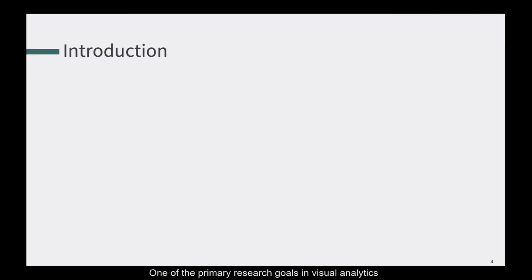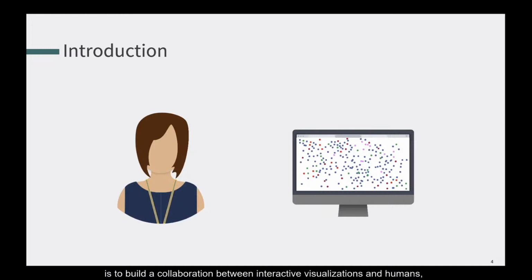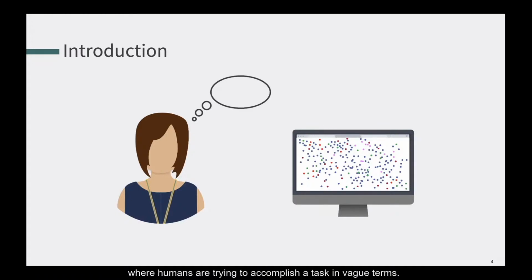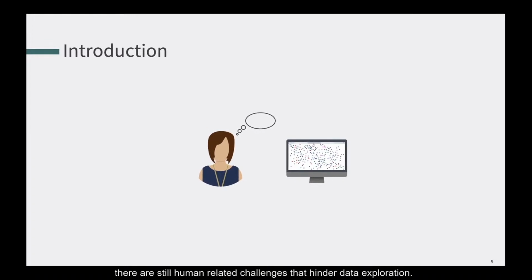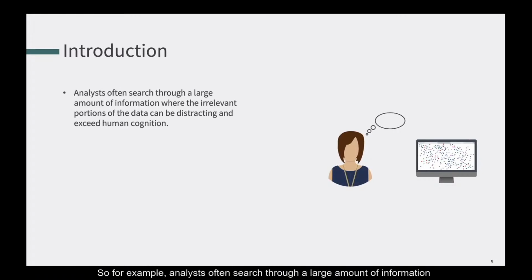One of the primary research goals in visual analytics is to build a collaboration between interactive visualizations and humans, where humans are trying to accomplish a task in vague terms. Now, studies suggest that with an interactive visualization alone, there are still human-related challenges that hinder data exploration. So, for example, analysts often search through a large amount of information where the irrelevant portions of the data can be distracting and exceed human cognition. This could cause information overload.